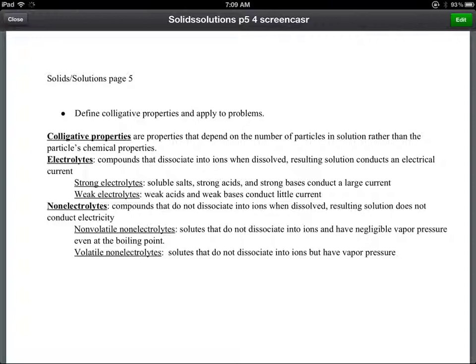So strong electrolytes are things that have lots of ions in them. So soluble salts are strong acids and bases, since they ionize 100%. They're going to conduct a large current. Weak electrolytes are weak acids and weak bases. And insoluble salts, so you know from KSP that a little bit of the ions may go into solution, but very little, so they conduct very little current, so not very important.